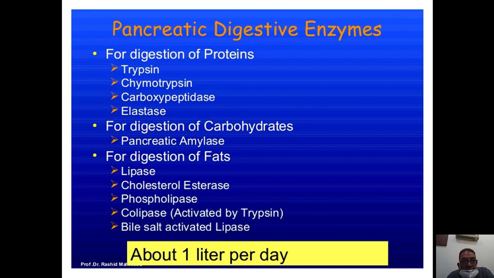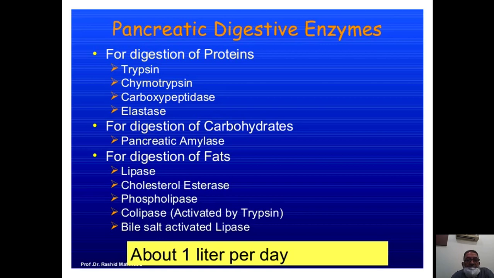For digestion of carbohydrate, pancreatic amylase, a very important enzyme, which is the key enzyme for the digestion of carbohydrate. Although amylase is also present in the saliva, in the pancreas it is the pancreatic amylase which is the key enzyme for carbohydrate.